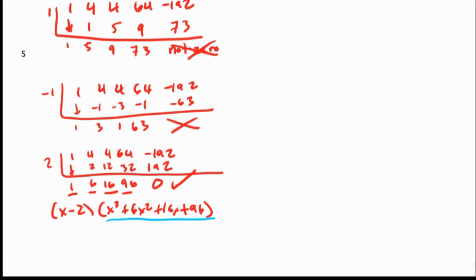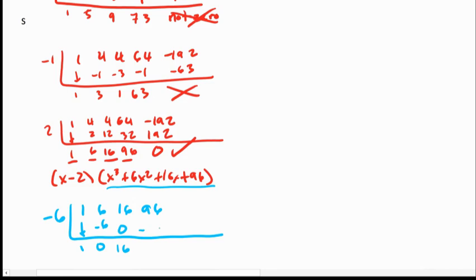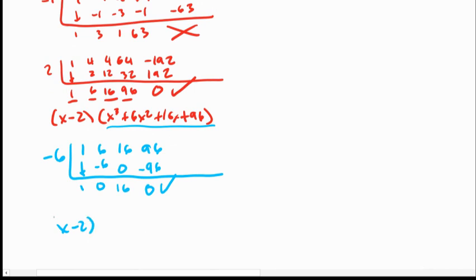I would just keep plugging these numbers in, but just to keep this a shorter video, I know specifically because I've gone through that -6 ends up working. So 1, 6, 16, and 96. 1, this becomes -6, 0, 0, 16, -96, and 0. And so now after factoring it, I got x minus 2, x plus 6, and then x squared plus 16. And so I factored it fully here.